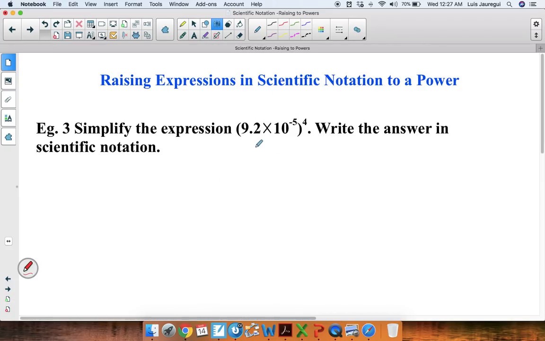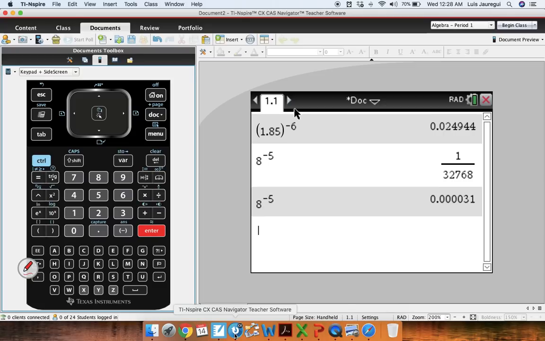Simplify the expression (9.2 times 10 to the negative 5th power) quantity to the 4th power. Write the answer in scientific notation. So again, using the properties of exponents, we can rewrite this one as 9.2 to the 4th power times 10 to the negative 5th power to the 4th power. In this case, for this particular expression, we're going to evaluate it using the technology. So let's take 9.2 to the 4th power.